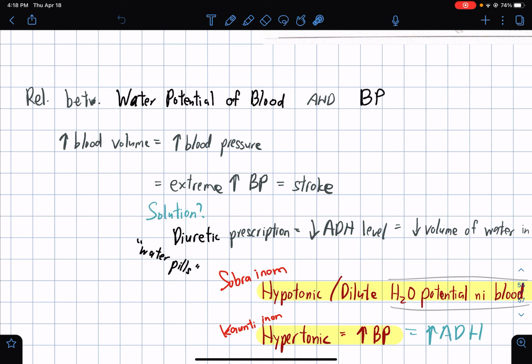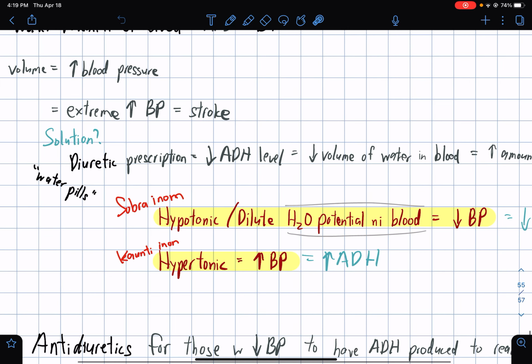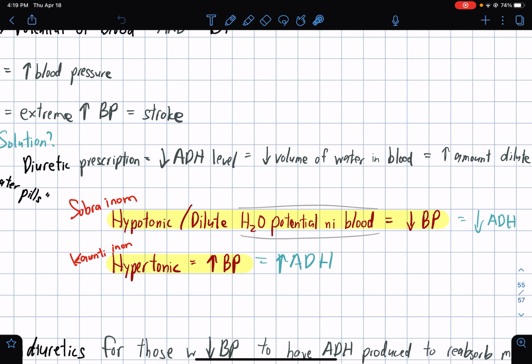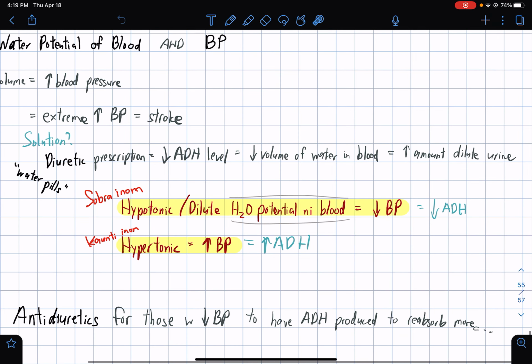So there can come a time when high blood volume, high blood pressure, you can get extreme blood pressure and it could result in stroke. So what is the solution for that? Well, it is known that a diuretic prescription is going to help. Diuretic, in other words, water pills. This is intended to decrease ADH or antidiuretic hormone level, as well as the volume of water in the blood.